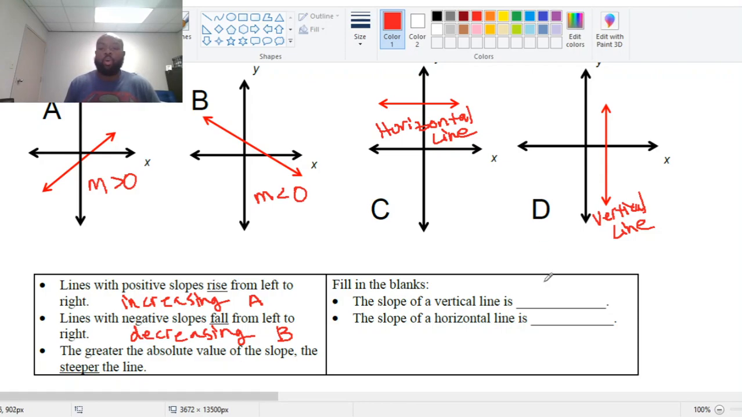For the slope of a vertical line, remember, we're only rising. We only have a y2 minus y1 equaling a value, but there's no running from left to right, so our run would be 0. Anytime we divide by 0, we get a slope that is undefined. So the slope of a vertical line is always undefined. For a horizontal line, we do have a run, x2 minus x1 is going to be some number, but we don't go up or down, so our rise is going to be 0. And 0 divided by some number is always equal to 0. So the slope of a horizontal line is 0.